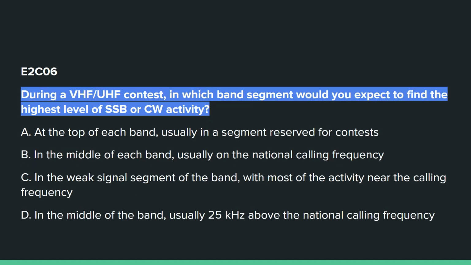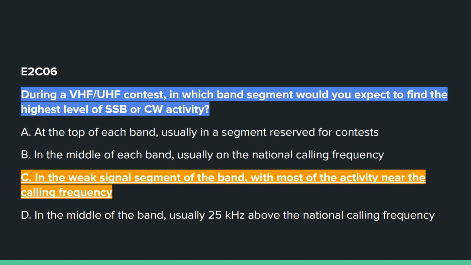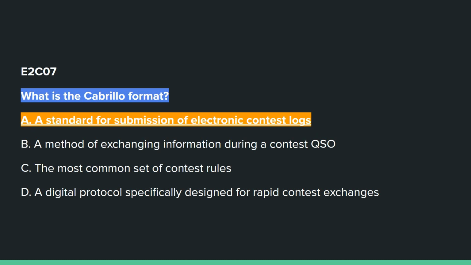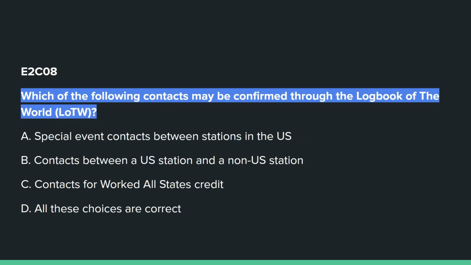E2C06, during a VHF-UHF contest, in which band segment would you expect to find the highest level of SSB or CW activity? C, in the weak signal segment of the band with most of the activity near the calling frequency. E2C07, what is the Cabrillo format? A standard for submission of electronic contest logs.